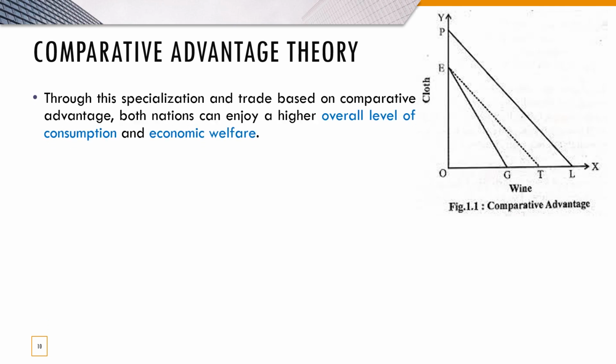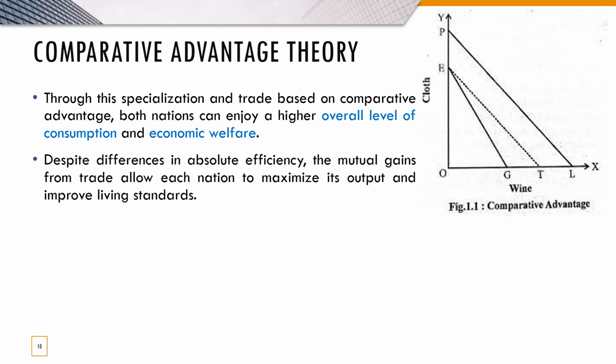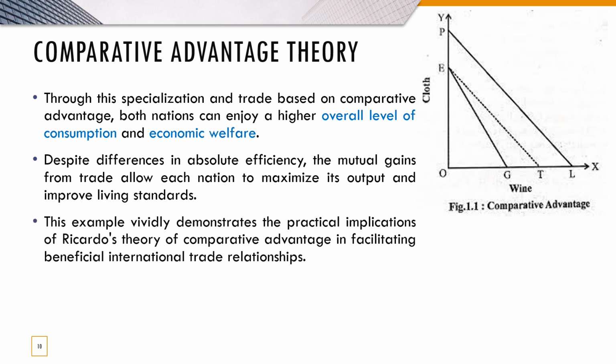Through this specialization and trade based on comparative advantage, both nations can enjoy a higher overall level of consumption and economic welfare. Despite differences in absolute efficiency, the mutual gains from trade allow each nation to maximize its output and improve living standards. This example vividly demonstrates the practical implications of Ricardo's theory of comparative advantage in facilitating beneficial international trade relationships.